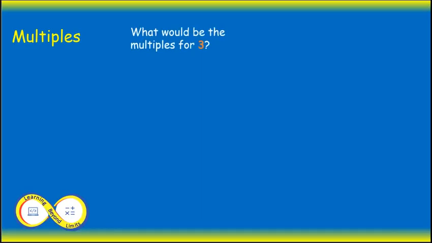Well, let's use an example. What if I were to ask you for the multiples of 3? Note that 3 doesn't have just one multiple, but it has an infinite number of multiples. So when we think about multiples, we want to think about the word multiply. So 3 times 1 would give you 3. So 3 is a multiple of 3. 3 is a multiple of itself.